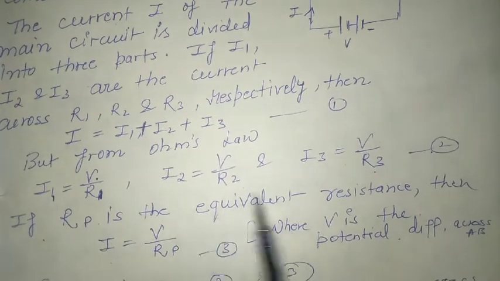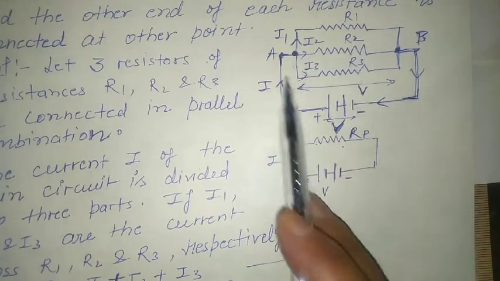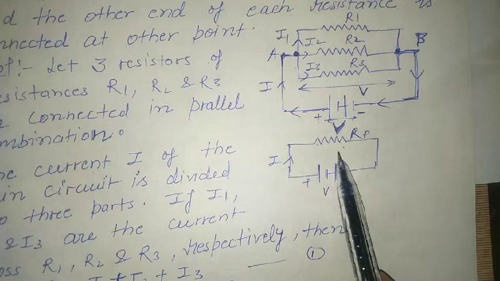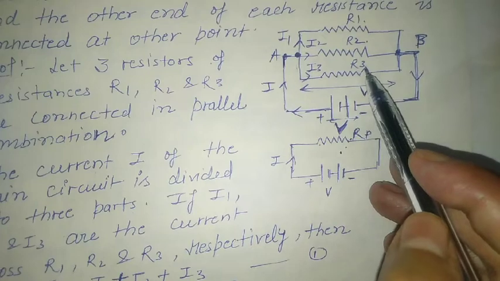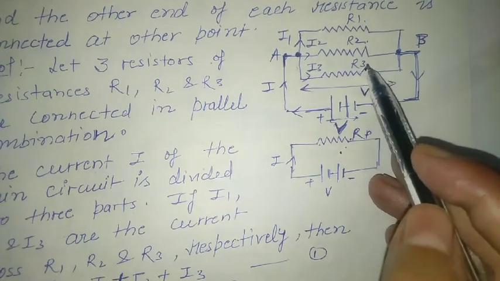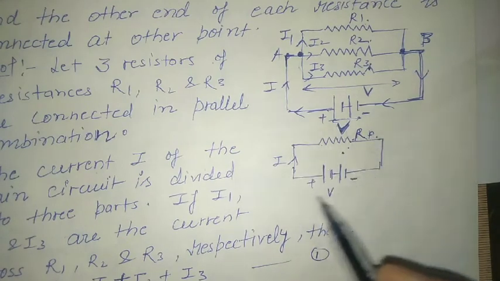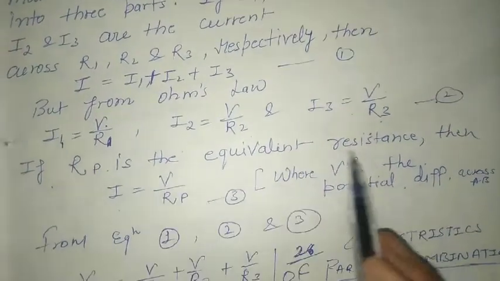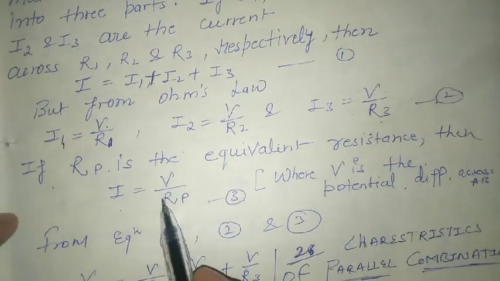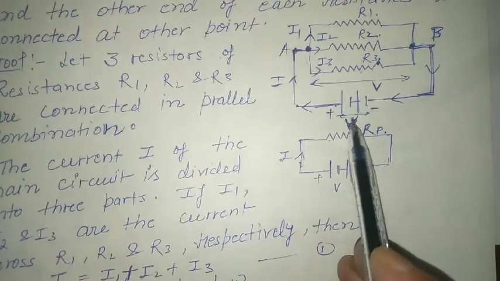If Rp is the equivalent resistance, this whole circuit can be replaced by the equivalent resistance. So this is Rp, meaning all the three connected in parallel, and we will find the equivalent resistance denoted by Rp. This is the equivalent circuit of this parallel combination. Then I is equal to V upon Rp, where V is the potential difference across AB, which is the potential of the battery.